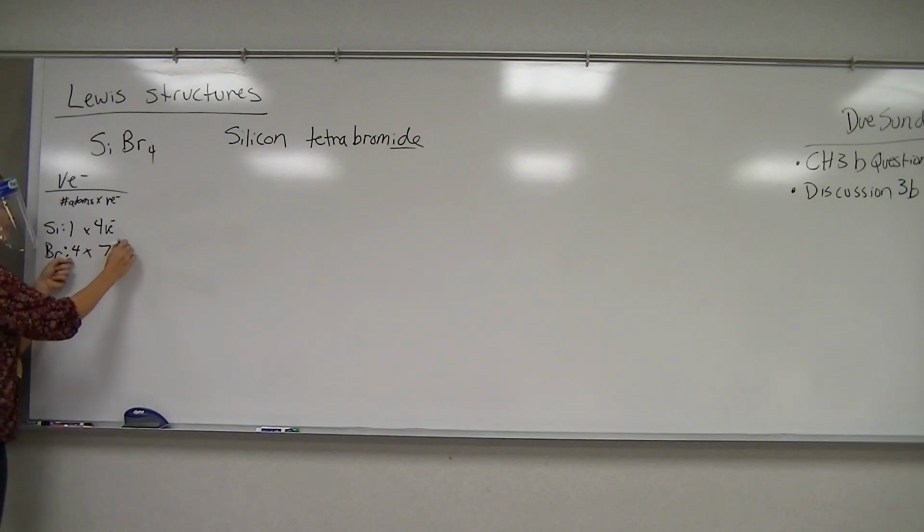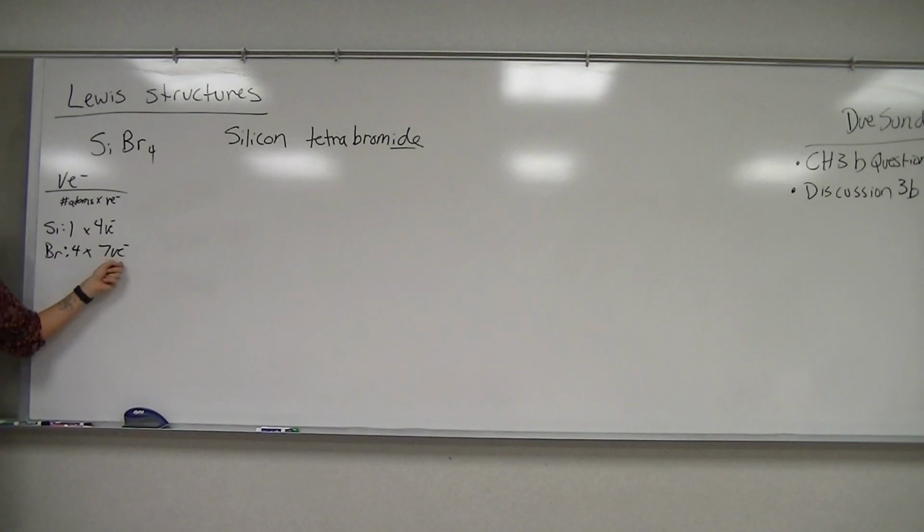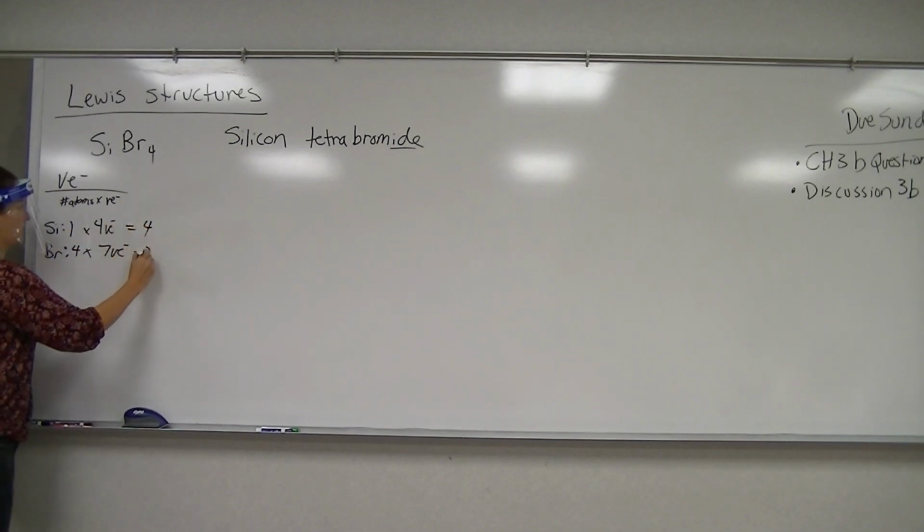Bromine is in group 17. It has 7 valence electrons. If it gets just one more, it'll be a noble gas configuration. Okay, so multiply across and add to get the total. So we have 4, 28.